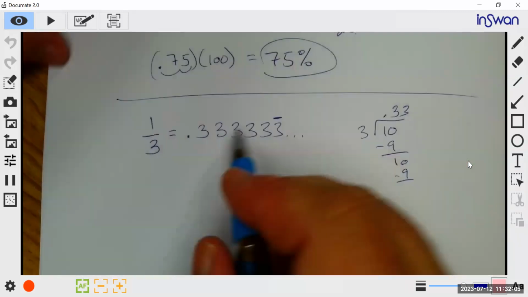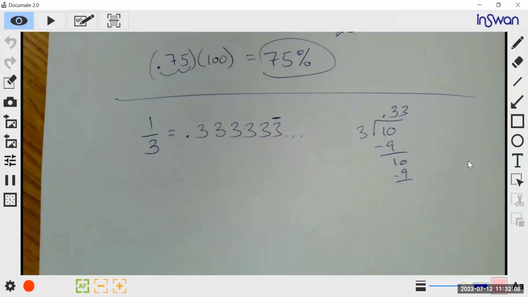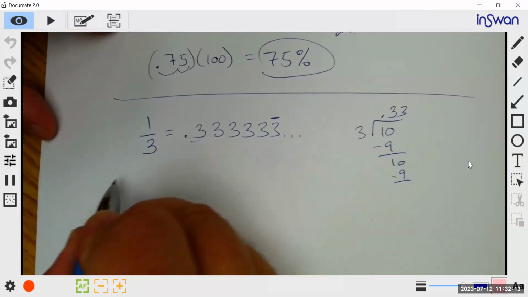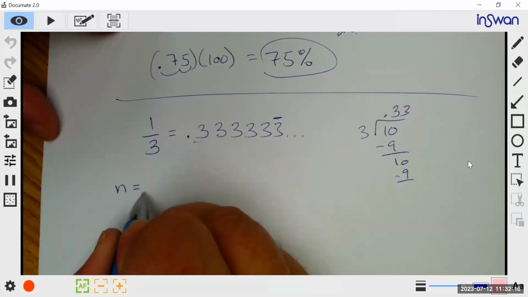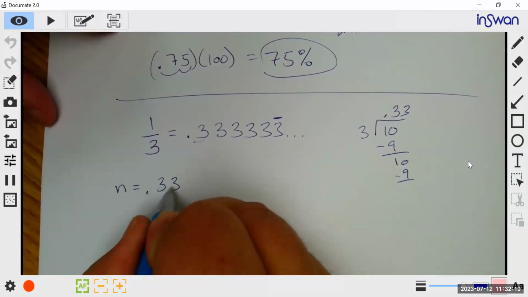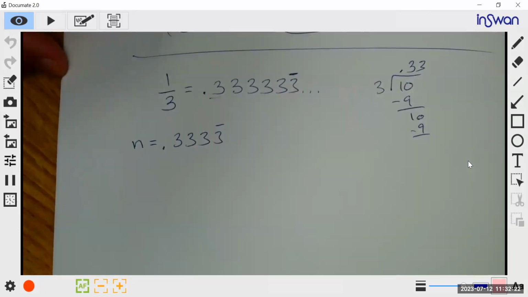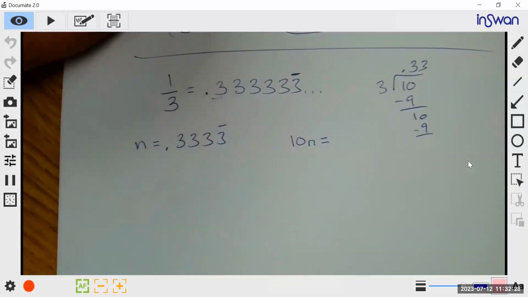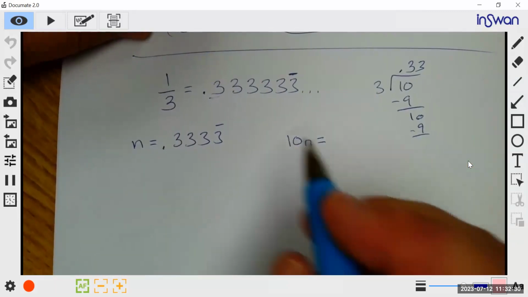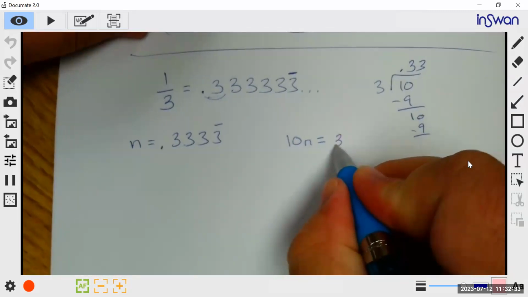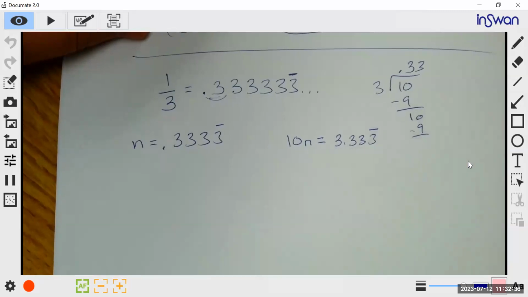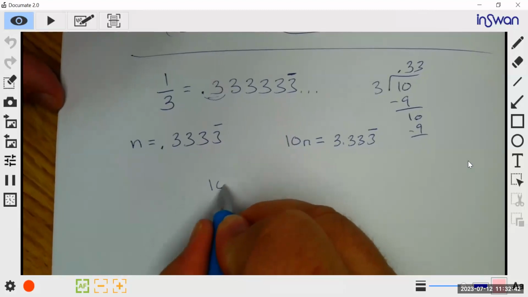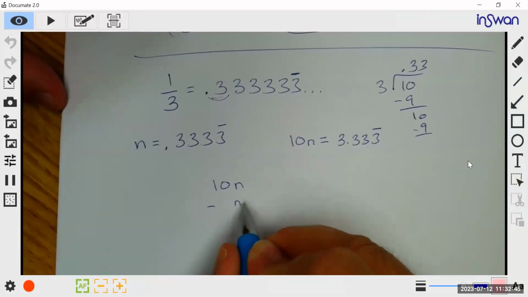It's never ending. It's always going to be the same. Because this number repeats with only one digit, we'll say n is 0.3333 forever. If we took n and multiplied it by 10, what do we get? We move it over 1, so it gets 3.333 forever. So far, so good. What happens if we take 10n and subtract 1n from it? What do we get?